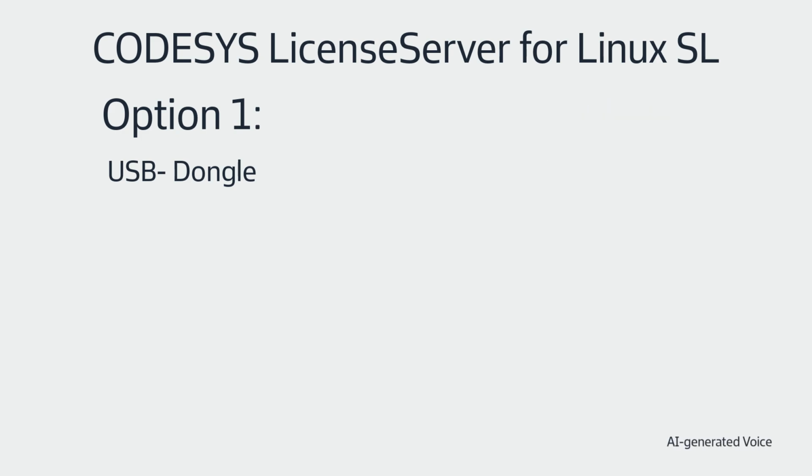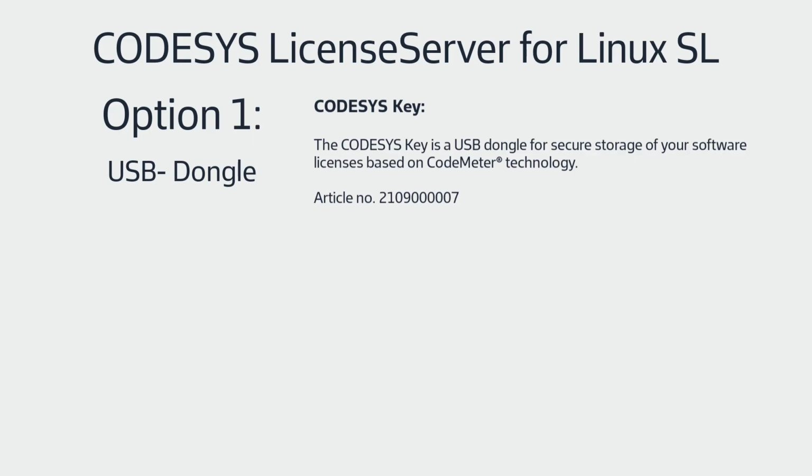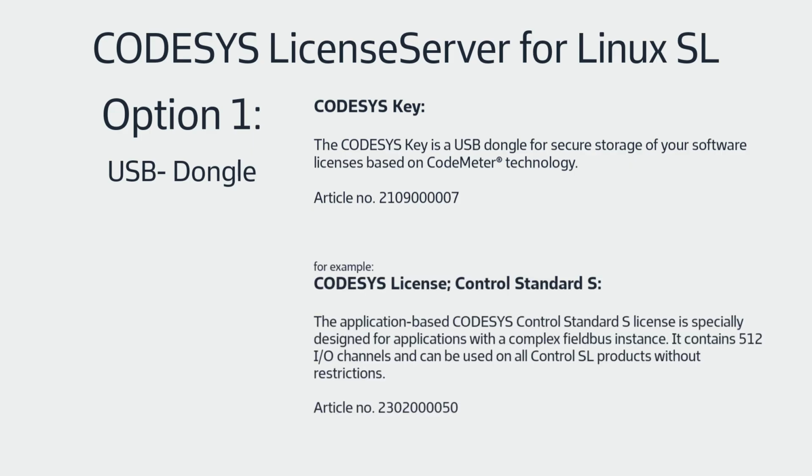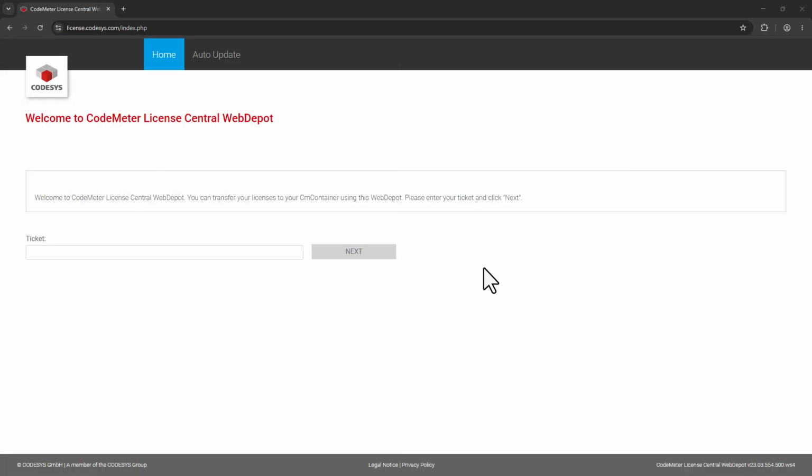Let's start with the USB dongle method. The prerequisites are, as already mentioned, a USB dongle called CODESYS key and a valid license. CODESYS provides a dedicated website for transferring licenses to a dongle. The link can be found in the video description. Naturally, the dongle must be connected to the PC before the transfer can be performed.